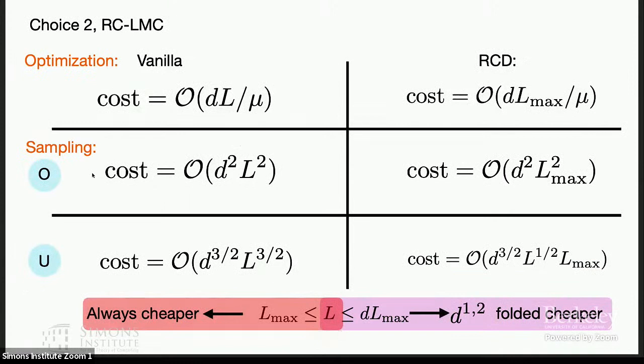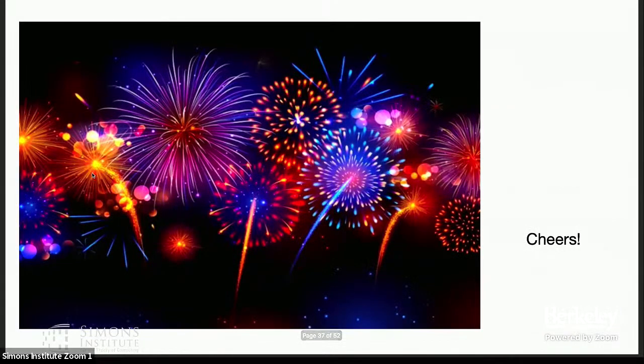So we put it on our table. This is an exact resemblance of what we have in optimization. In optimization, random coordinate descent wins when the conditioning of the problem is interesting, and in sampling, we also have the same behavior. So good.